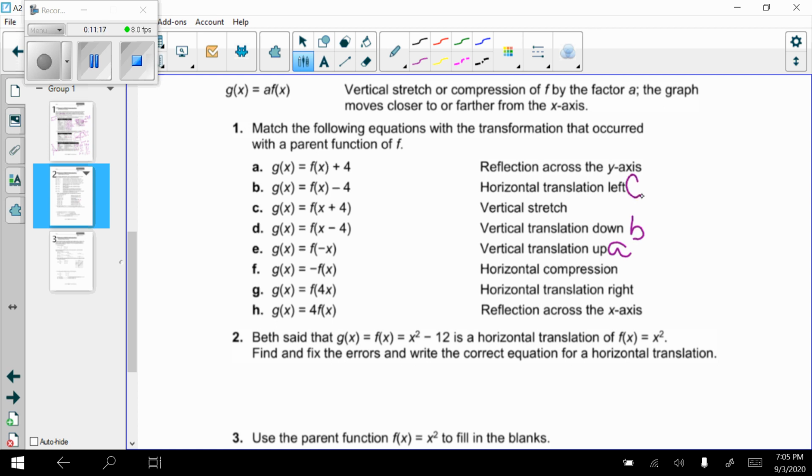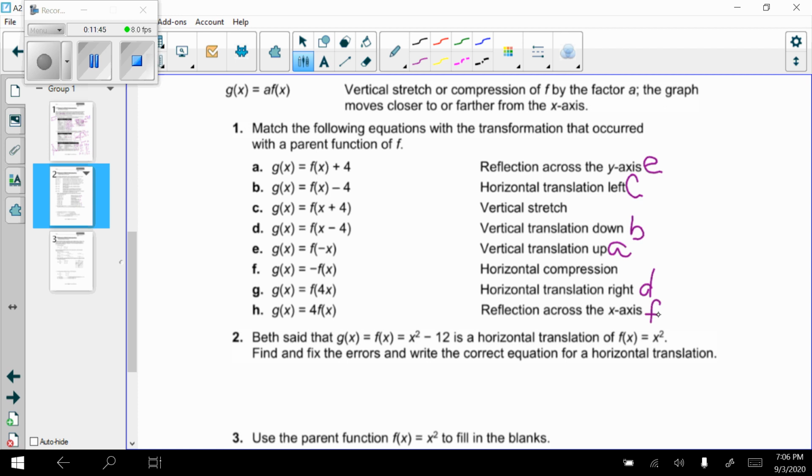F of x minus 4 would come out as a positive 4, which would be a horizontal translation to the right, so this is d. I have f of negative x inside, okay? If it's inside with the x, that is a reflection across the y-axis, so this is my e. The next one, negative f of x, the negative out front, reflects across the x-axis, so this is f.